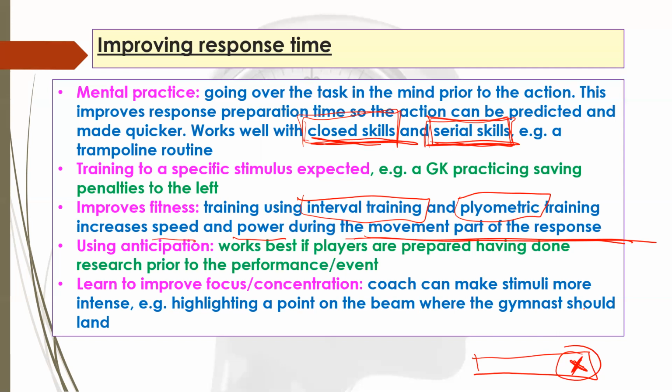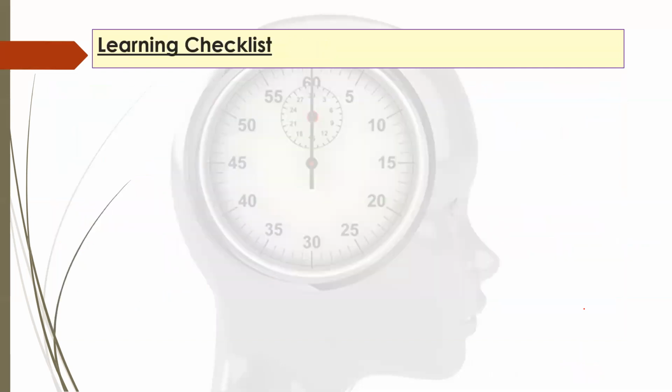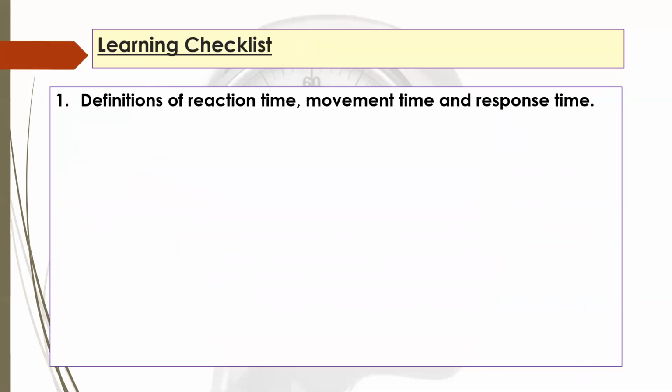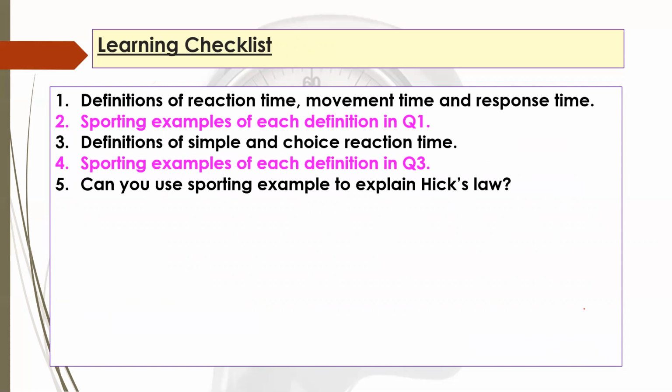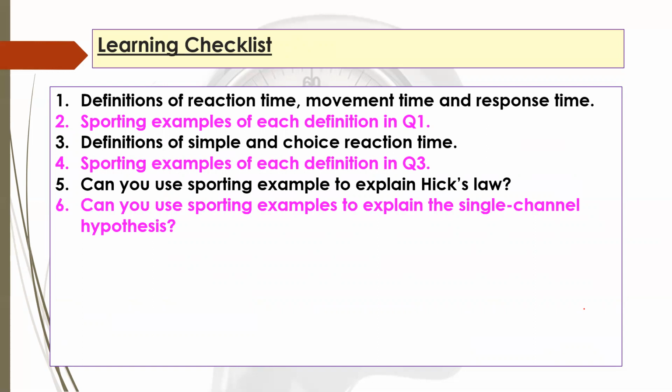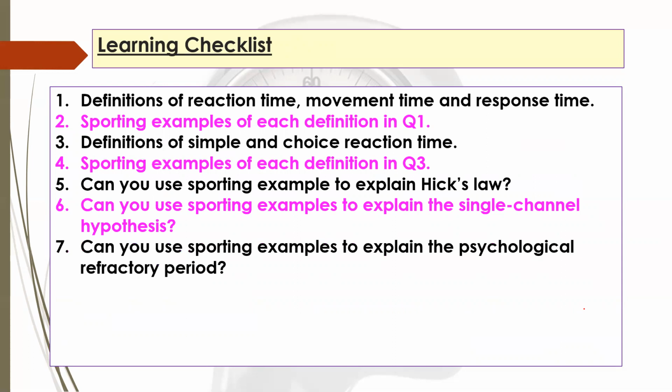Okay, so let's just rattle through this in terms of everything that hopefully we've now covered and you're able to produce good notes on and understand each of these things. So the definition of the three terms, sport and examples of each one of those, definitions of simple and choice reaction time, and sporting examples of those. Can you use sporting examples to explain Hick's law? Can you use sporting examples to explain single channel hypotheses? Can you use sporting examples to explain psychological refractory period?